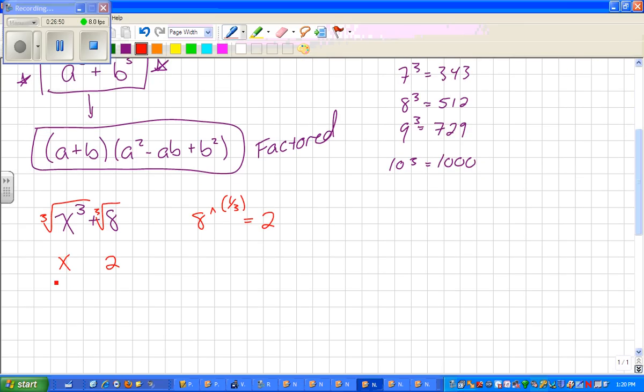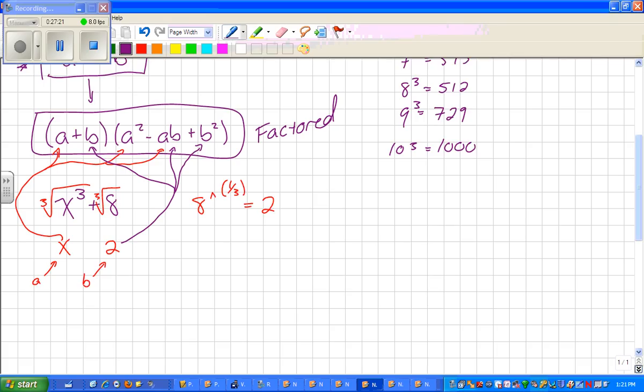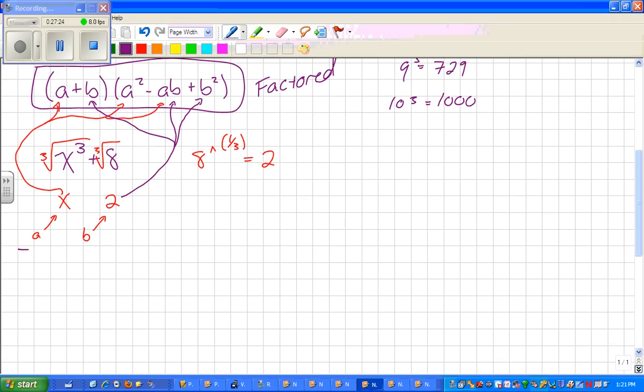Okay, that means that the x is your a value, and the 2 is your b value. Once you know your a and your b values, you can just substitute them into the formula. So this x will go any spot where you see a. This b, or that 2, will go anywhere where you see a b. Now I know that looks pretty confusing with a lot of arrows, so let's start this over so we can do it again, okay?